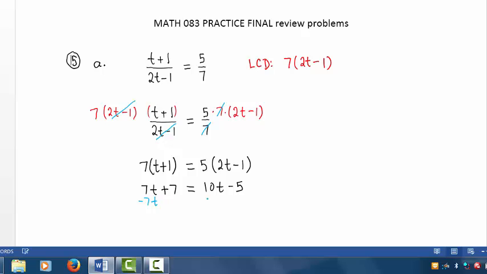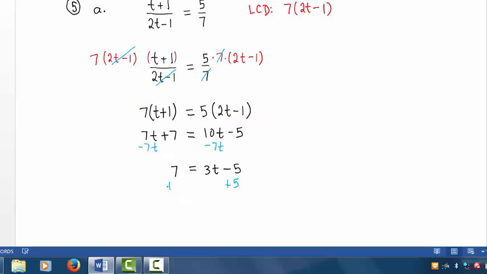Subtract 7t from both sides. We have 7 equals 3t minus 5. Adding 5 to both sides, we have 12 equals 3t. And dividing both sides by 3, we get t equals 4.